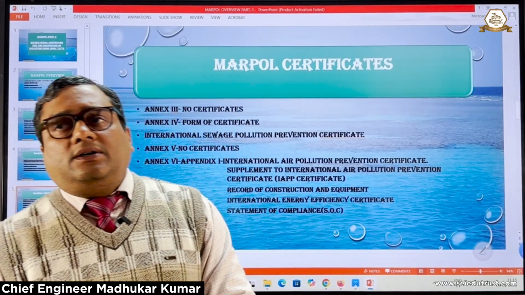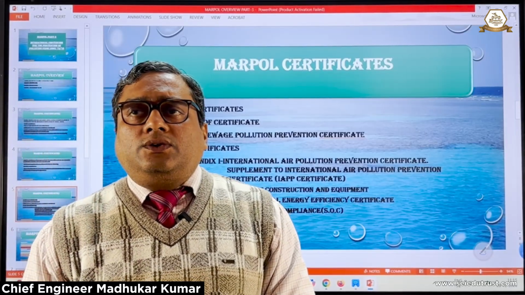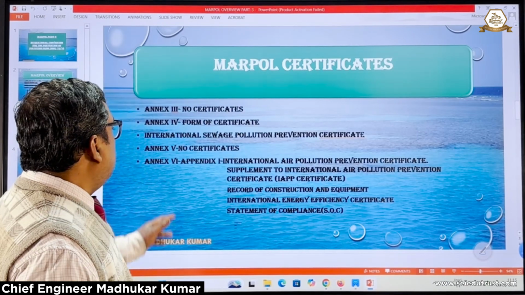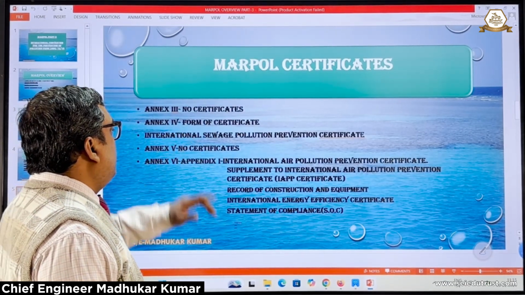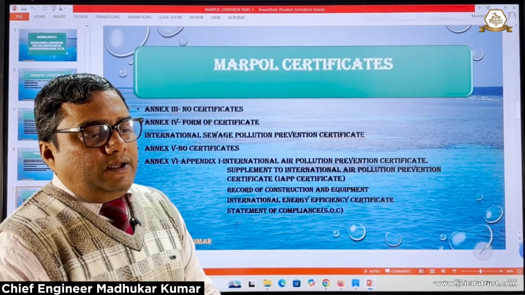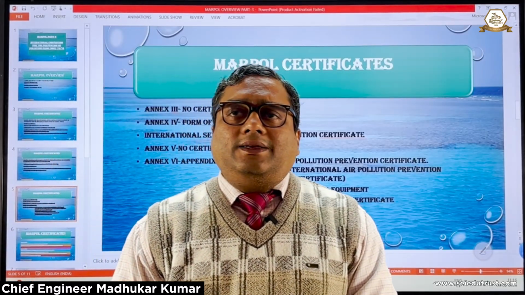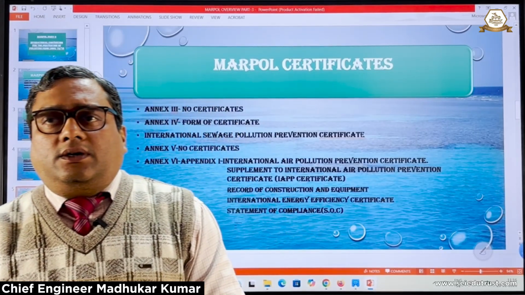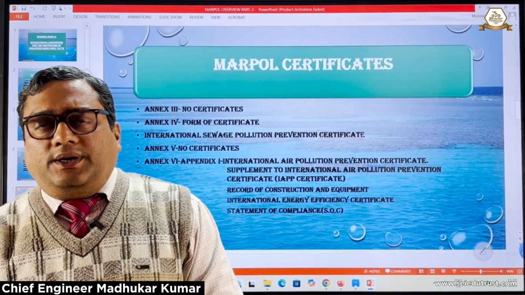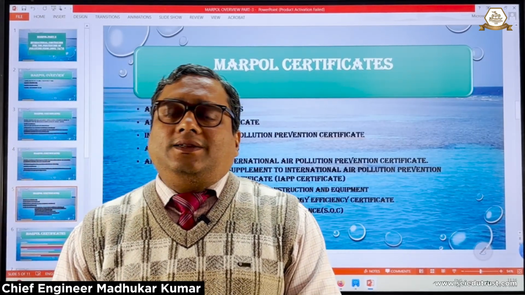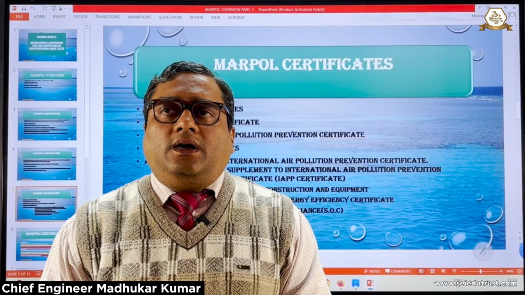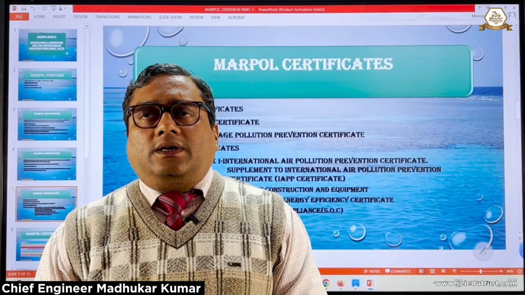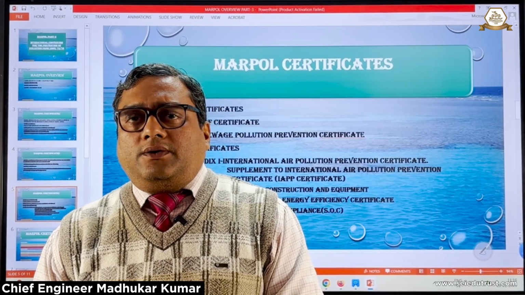So we have the other certifications over here. MARPOL Annex 3 has no certificates. Okay, next, Annex 4. We know that in Annex 4 we are talking about sewage. We have the sewage description, complete detail, discharge criteria, special area, definition of sewage, and all the related requirements given in the Annex 4 part.